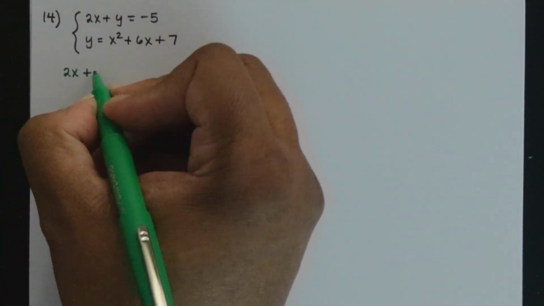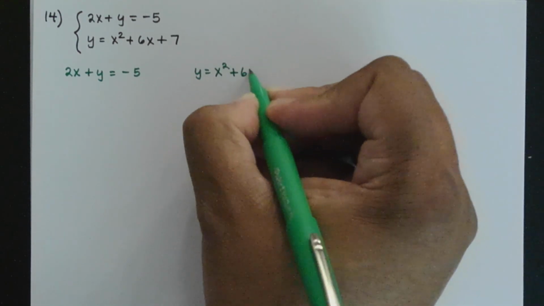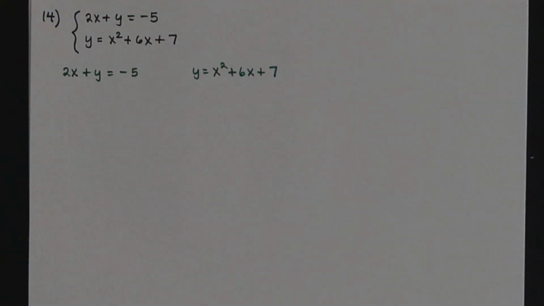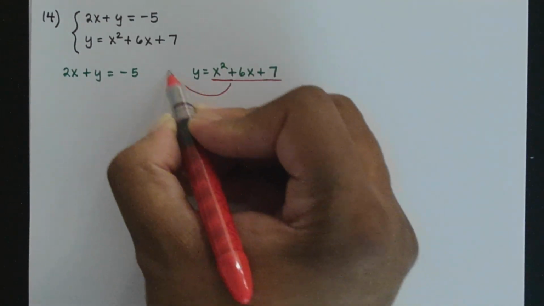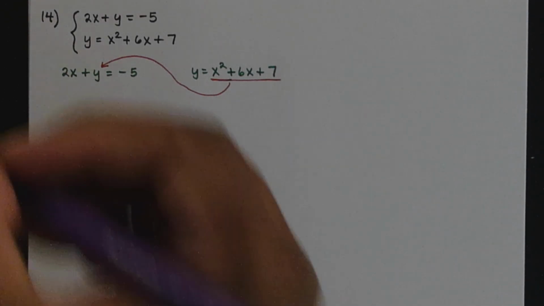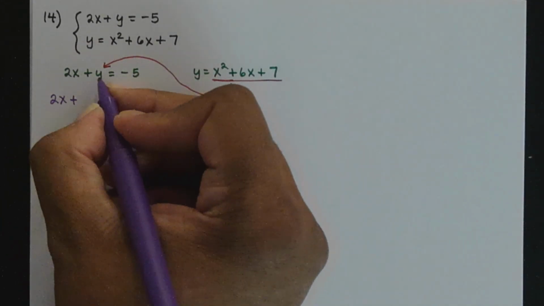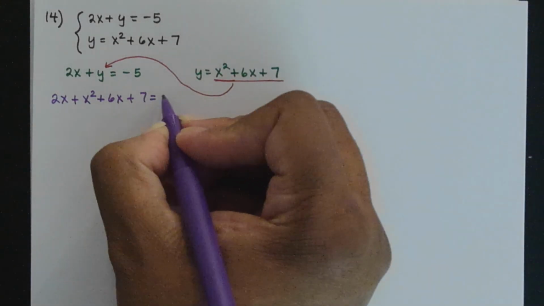I'll just write these equations side by side. And notice that second equation, we have y equal to something, which is, of course, x squared plus 6x plus 7. So here's what I'm going to do. I'm going to take this expression, x squared plus 6x plus 7, which is what y is equal to, and substitute it for this y in that first equation. That way, I will have an equation in a single variable. So in this case here, we bring down the 2x plus the y will be replaced with that x squared plus 6x plus 7. And then that's equal to negative 5.